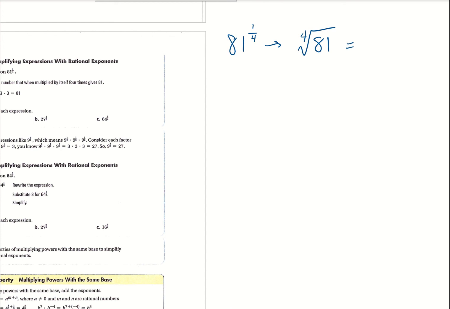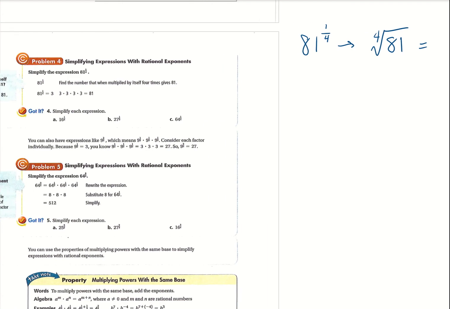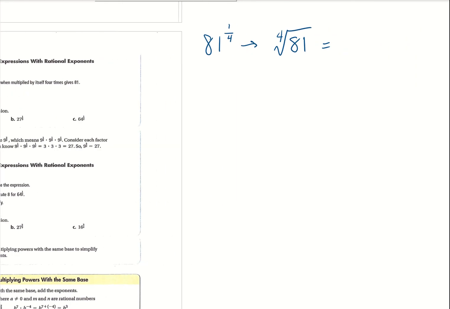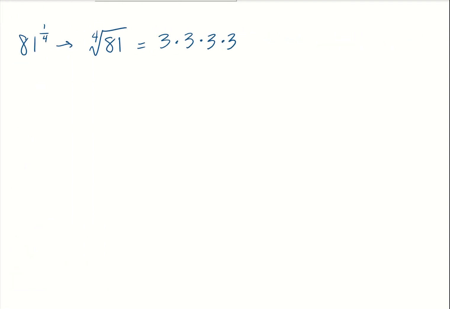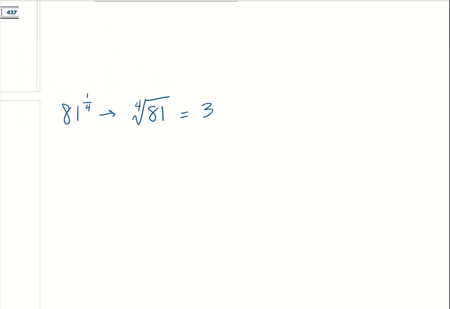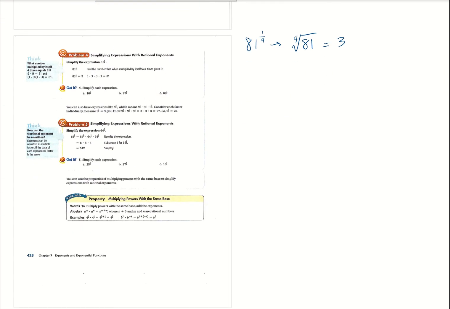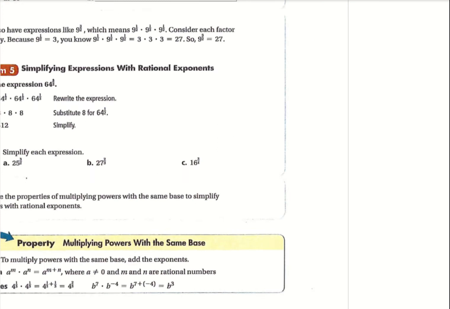I actually look at it the same way that the book does, where I'm just thinking, okay, 3 times 3 times 3 times 3 is 81. But I prefer to write it this way just because for me it makes more sense to do it that way. But again, that's totally up to you. So I know that that's going to be 3 times 3 times 3 times 3. So really, we just need the 3. So that's really it for that problem. Not a whole lot to it.